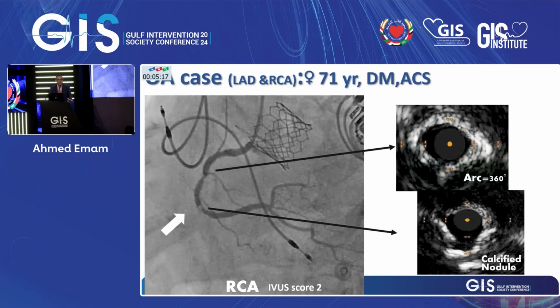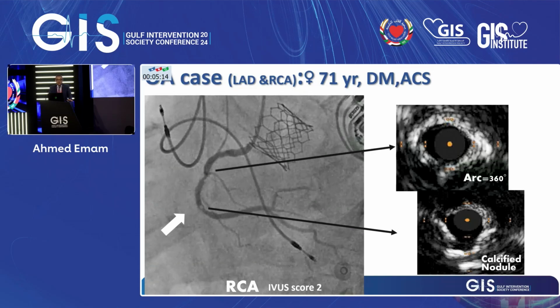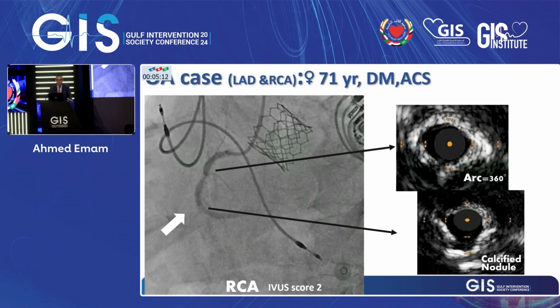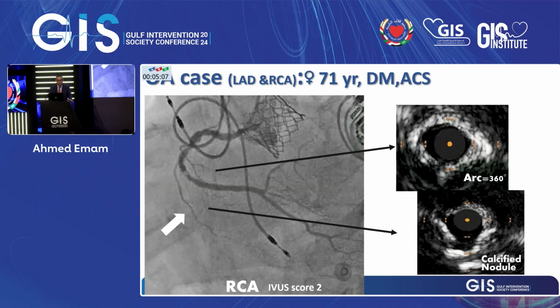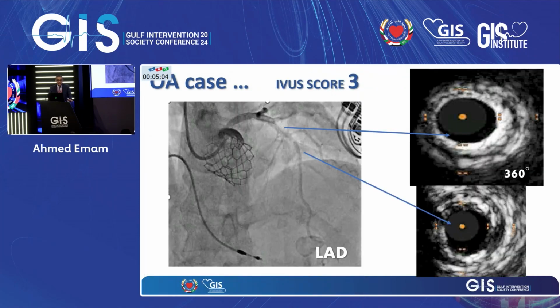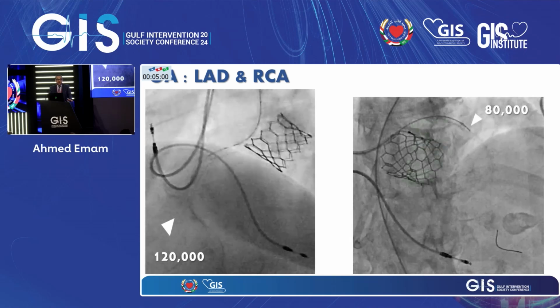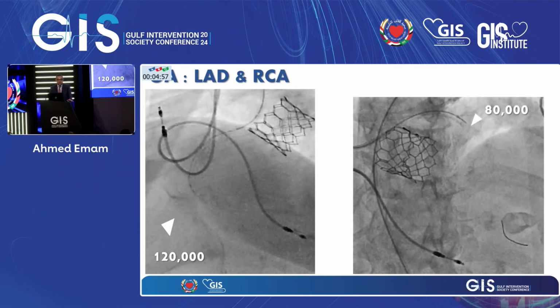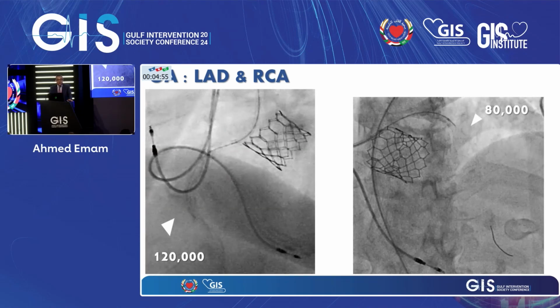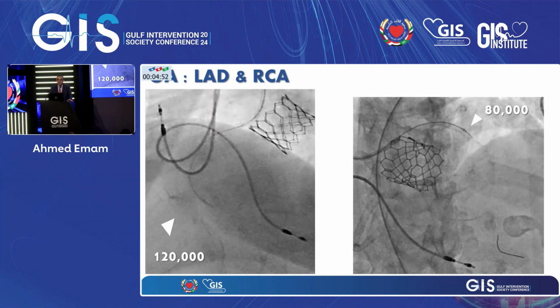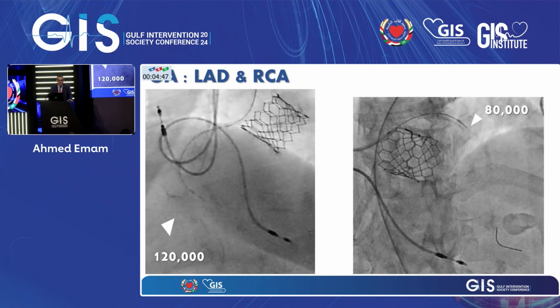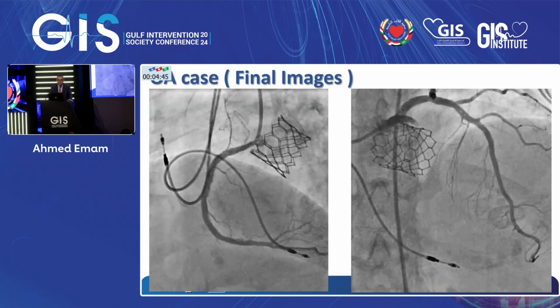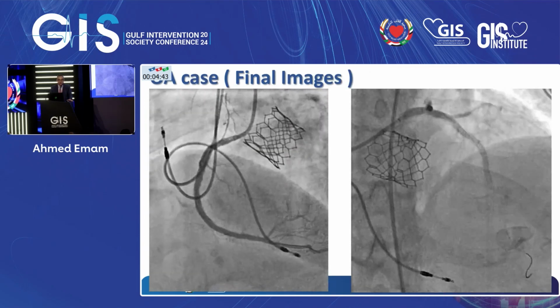This is an orbital case where a 70-year-old diabetic patient presented with acute coronary syndrome. As you can see here, the arc is 360 with a calcified nodule. And this is the LAD again with a proximal lesion. So I went ahead and did orbital atherectomy, 80 K for the LAD, sorry, and 120 K for the RCA, because there is a difference in diameter between the two vessels, and this is my final result.